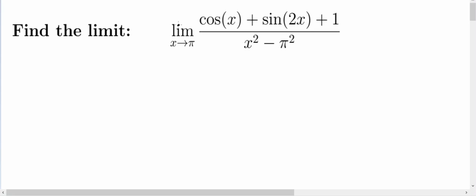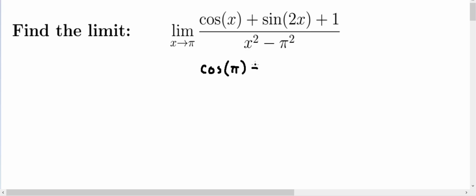In this video of Florida Man Math, we'll be evaluating the following limit: the limit as x approaches pi of cosine of x plus sine of 2x plus 1, all over x squared minus pi squared. When you're just starting out with this limit, you want to basically just plug in whatever the limiting variable is approaching. So let's just plug in pi and see what we get.